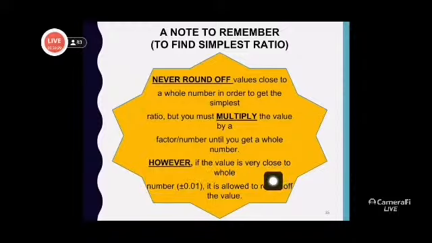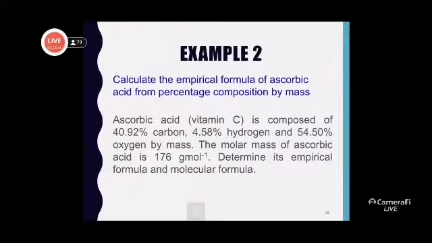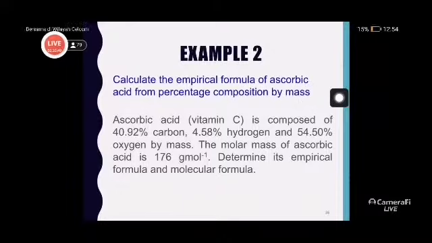However, if the value is very close to a whole number, which is plus minus 0.01, then you can round off to the closest integer. Let's look at example 2 for better understanding. Yang ni banyak ni. Calculate the empirical formula of ascorbic acid from percentage composition by mass.